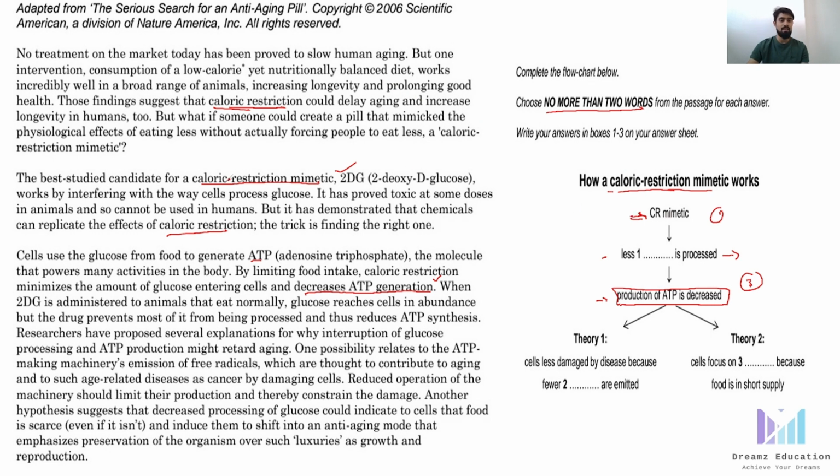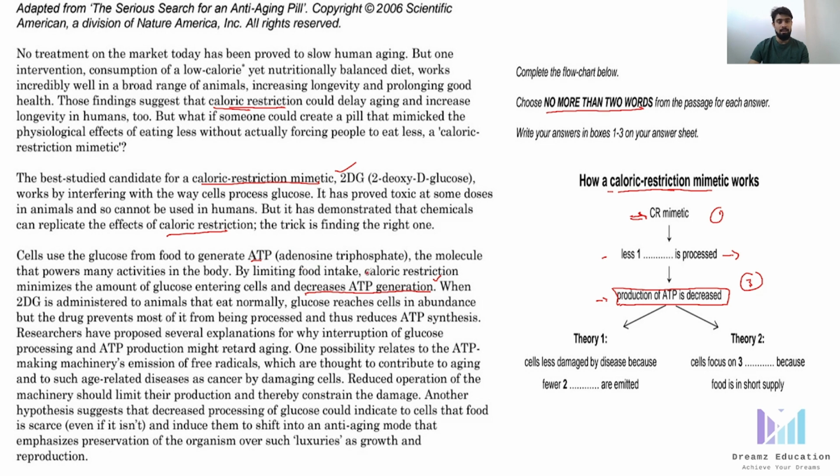So CR mimetic they have said. So calorie restriction mimetic is here. So I will start reading from here. CR mimetic, correct? So what is processed less? So that is what I am looking for. Okay, so processed glucose is there, but they have not said that less glucose is processed. And so similarly I have to continue with the skimming or whatever type of method you can.